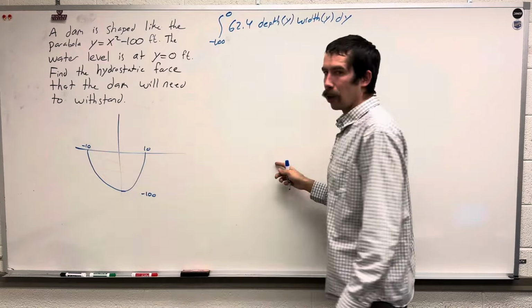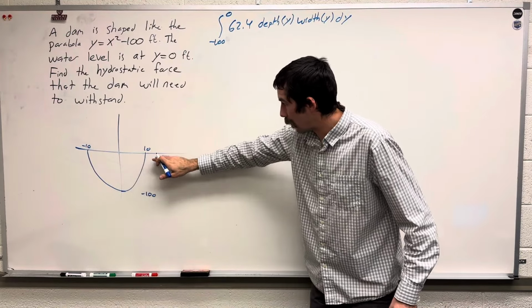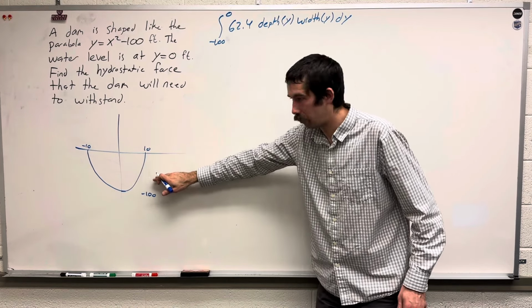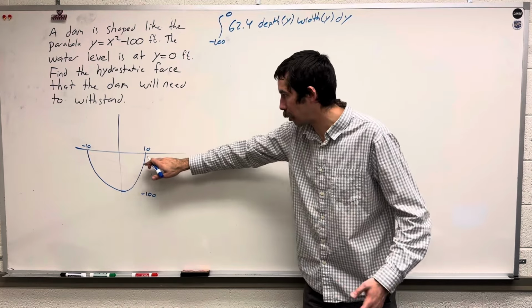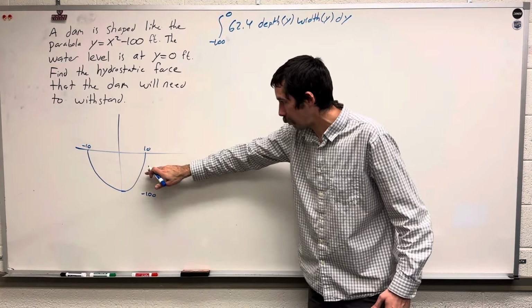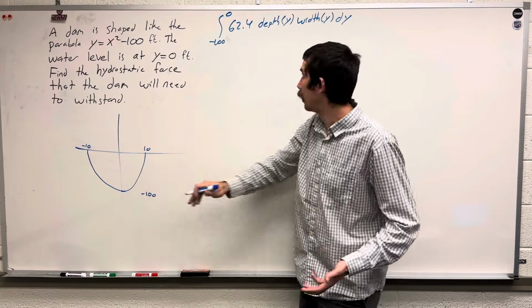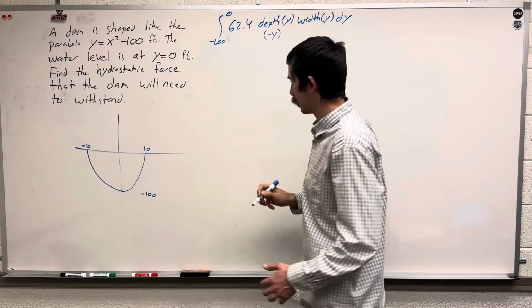Okay, so something to note is that our y value is going to go from negative 100 to 0. So the depth at a particular value of y is just the negative of its value. So at y equals negative 10, its depth is 10. Okay, so our depth function is negative y.